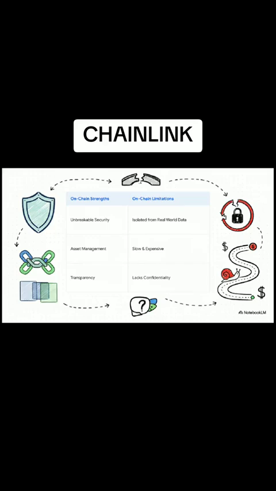And you can really see the trade-offs laid out here. On chain, what do you get? You get that unbreakable security, you get transparent asset management. That's awesome. But the limitations are just massive. They're isolated from real-world data, they're super slow and expensive to run, and they have zero confidentiality. If we're going to build the kinds of apps we all dream about, we have to fix this.